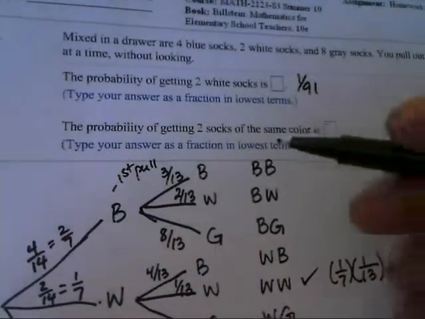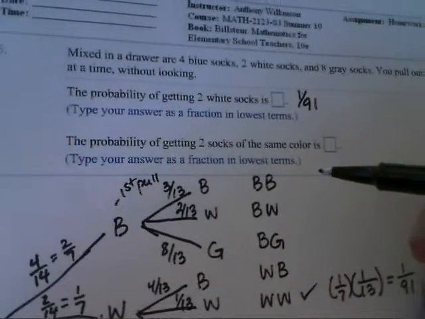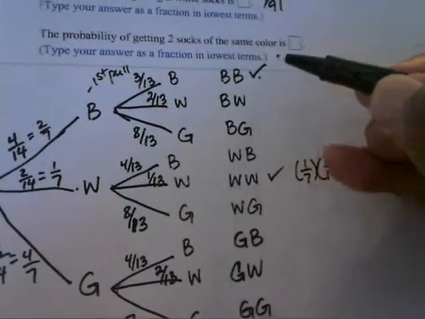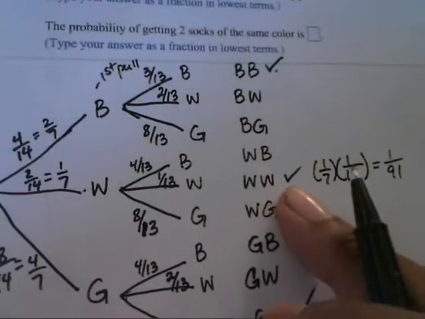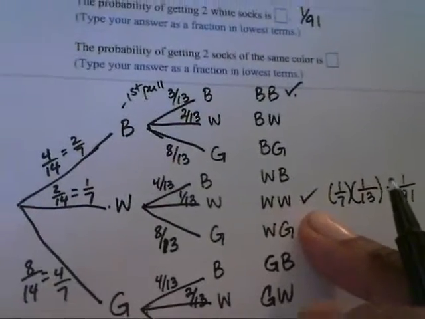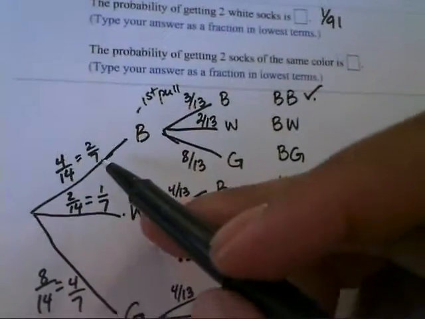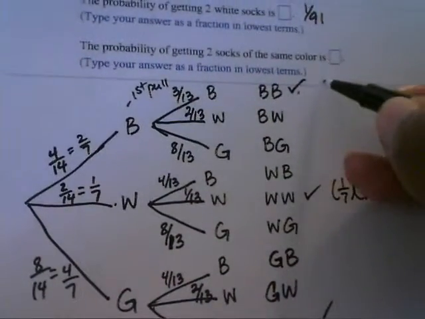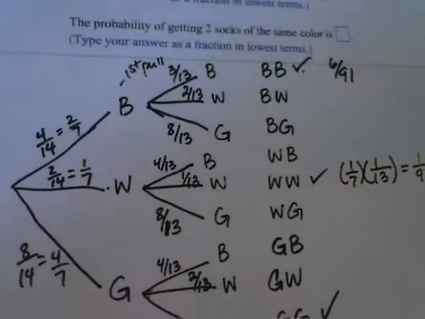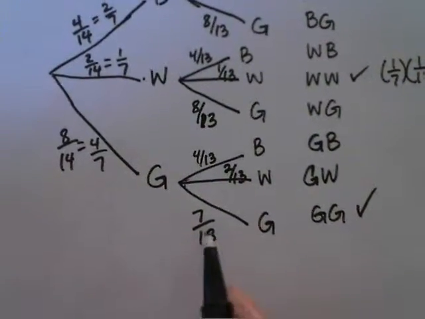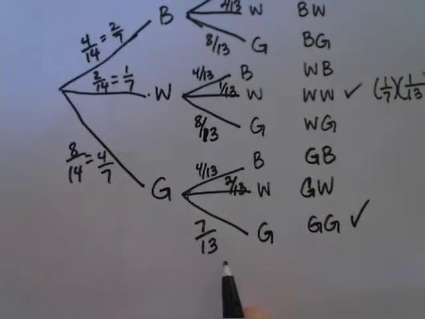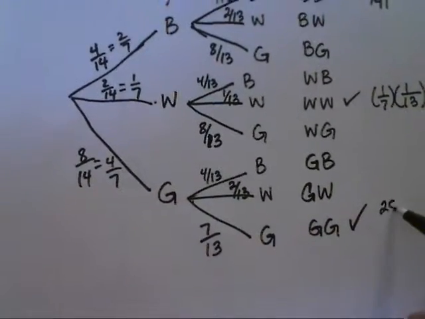And then next will be the probability of getting 2 socks of the same color. Alright, let's check out the socks that are the same color, the blue blue and the gray gray. And we'll also include the white and the white. Now for 2 blue socks, the probability will be 2/7 times 3 over 13, which will be 6 over 91. And then down here, the probability of getting 2 gray socks will be 4/7 times 7 over 13. That's going to be 28 over 91.